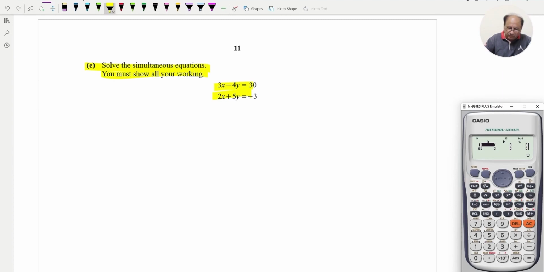The coefficient of x is 3 for the first equation, so 3, and the coefficient of y is minus 4, and the constant is 30. For the second equation, the coefficient of x is 2, the coefficient of y is 5, and minus 3 is the constant. And we can check that the x value is 6.